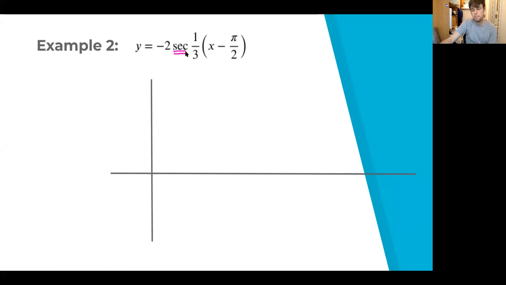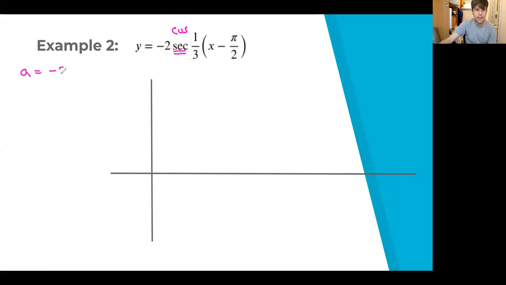But since it's a secant, we're going to pretend that this is cosine. We're going to be plotting points to make a cosine graph, and then using that to actually make the secant graph. Let's go ahead and go through the different aspects of this function here. What are the different transformations that we have?